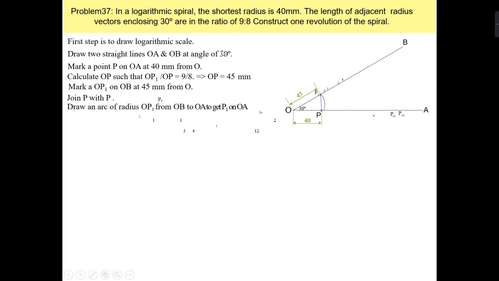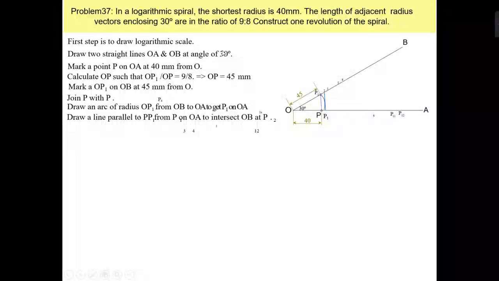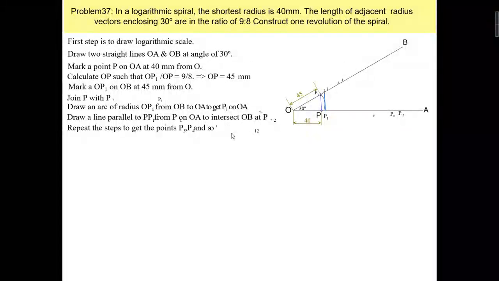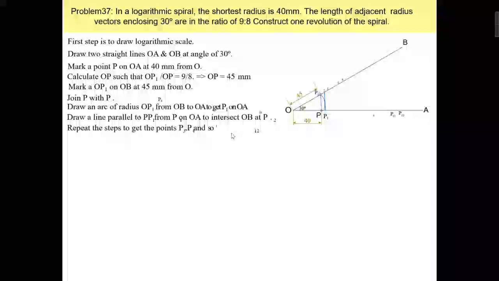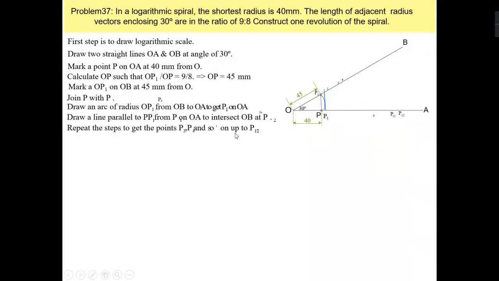Then you have to draw a line parallel to PP1 so that you will get another point P2 on the line OB. That is nothing but the length of your third radius vector, or you can say the second point. You can get the other points like P3, P4, and so on, up to the point P12.